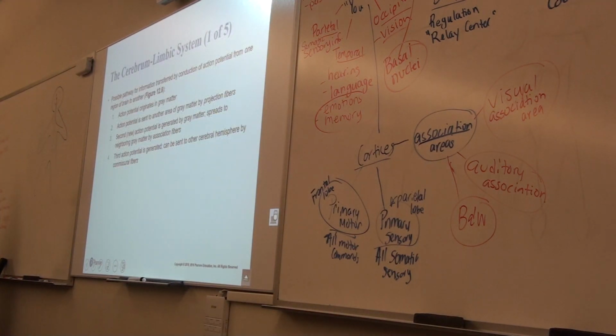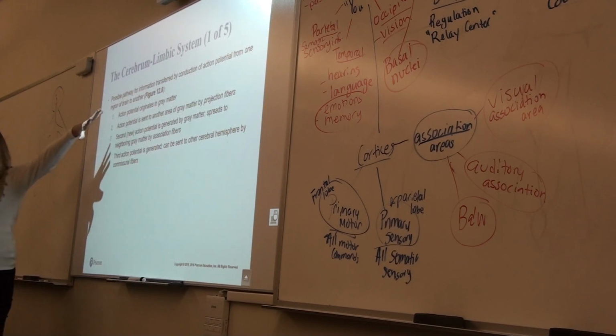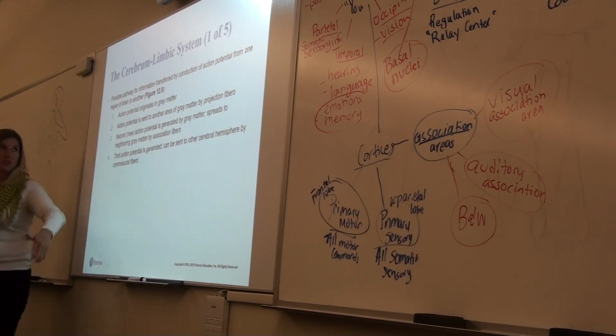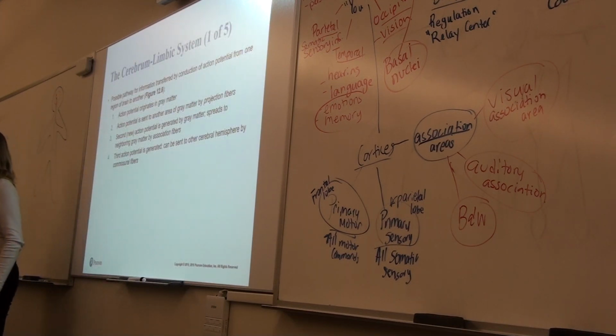So, pathways. Let's link this back and talk about pathways for a minute. Pathways for action potentials from one part of the brain to another, right? We're taking it back to action potentials. The action potential originates in the gray matter.